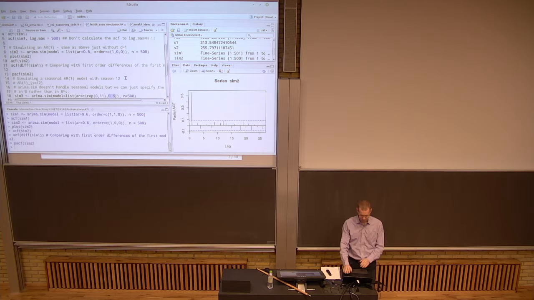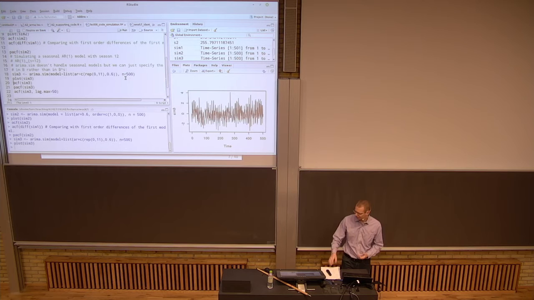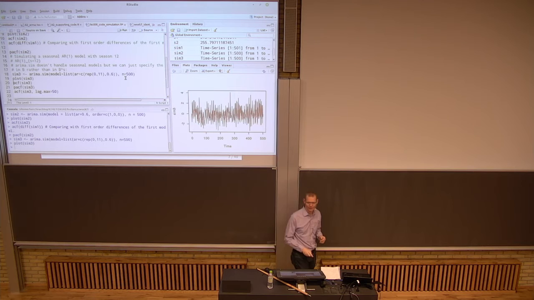So if we simulate with this, this is the same that we calculated last week. If you plot the data, it looks like this. You can sort of see that there is a sort of seasonal pattern here. I don't know if you can see that, but the distance between the peaks is kind of uniform. It's not very clear.